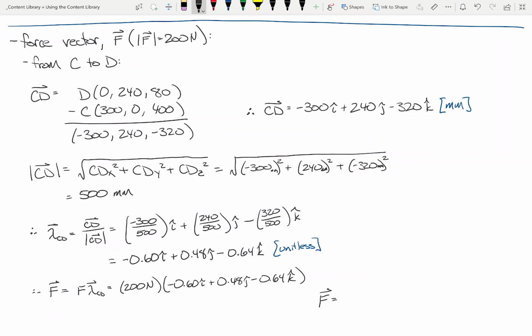So what do I get? I get 200 times that, which is negative 120. That's going to be 96. And that's going to be 128. Now what are the units of that vector? Newtons. Okay.